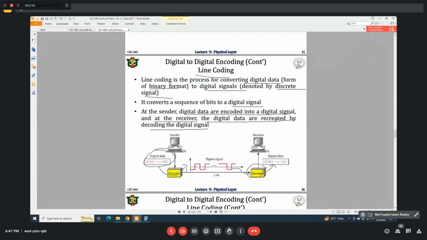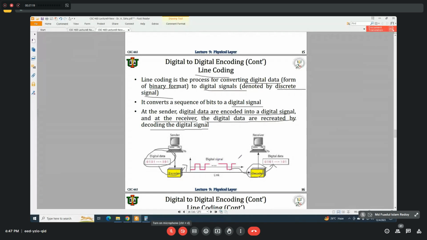Recreated means that the original digital data has been sent. You are recreating the digital data from the digital signal you are receiving on the receiver side, since the digital data was changed into a digital signal.